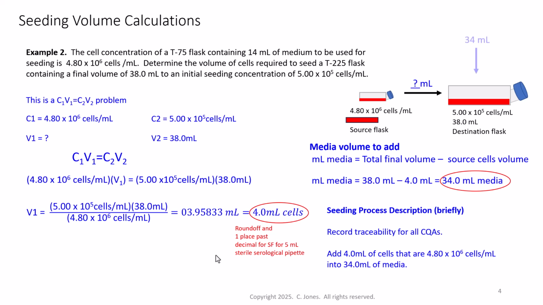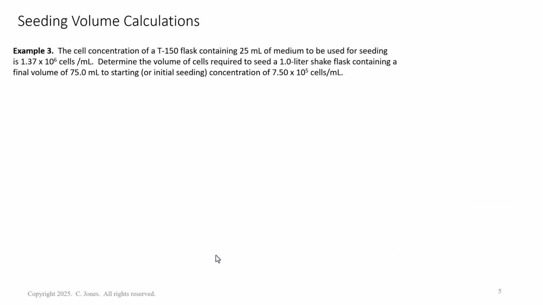So again, we put the media in the flask first, and then we passage the 4 mils of cells into that 34 mils of media. And then we disperse this by moving back and forth and side to side in linear motions. And again, adding the cells into media that's already in the flask gives us a better, more uniform dispersion of cells throughout the flask. Let's try another one.